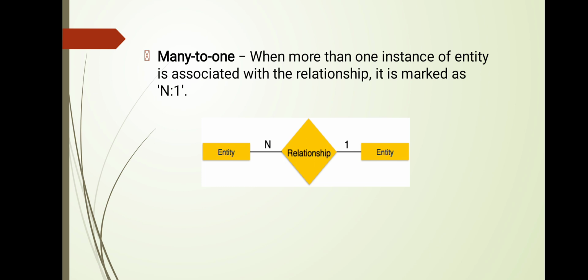And then next one is many to one. When more than one instance of an entity is associated with the relationship, it is marked as n:1. The following image reflects that more than one instance of an entity on the left and only one instance of an entity on the right can be associated with the relationship, and it depicts a many to one relationship, that is n:1.